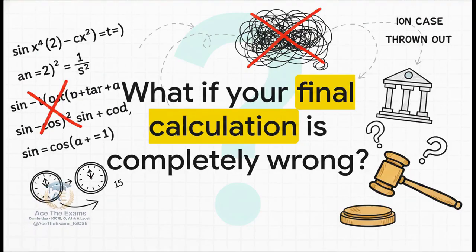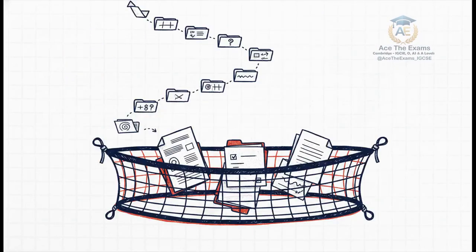What happens if your final calculation is just completely wrong? What if you drop a negative sign in minute 3 of a problem, and by minute 15 your final trigonometric identity is so far off base it's laughable? Does the examiner throw your whole case out of court? Do you just lose everything? Absolutely not. Listen to this massive examiner alert straight from the primary sources.